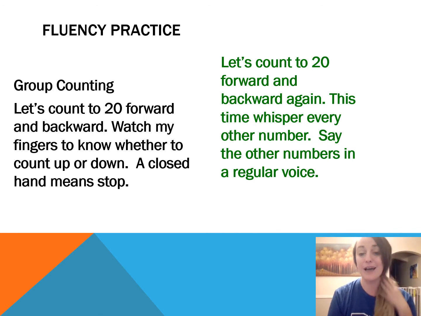Let's go ahead and count forward and backward again. This time, we're going to whisper every other number. Say the other numbers in a regular voice, like this. 1, 2, 3, 4, 5, 6, 7, 8, 9, 10, 11, 12, 13, 14, 15, 16, 17, 18, 19, 20. Good job. We're going to stop there and move on to our next fluency practice.